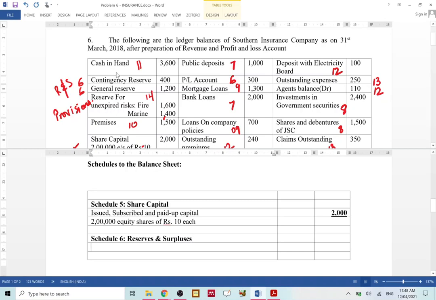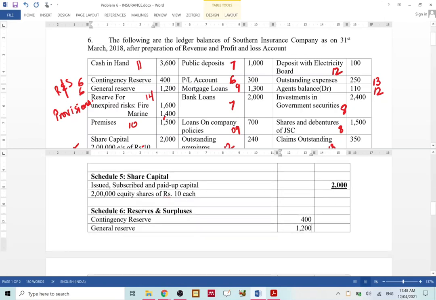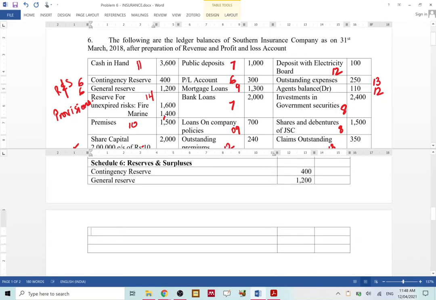Let's go one by one. Contingency reserve, take this amount, 400, write it in the inner column, total can be taken outside later. Then general reserve also under reserves and surplus, amount is 1200. And the third one we have is the profit and loss account balance. This is after preparing revenue and P&L account, right? So whatever balance of the P&L has been carried forward, write it here in the reserves and surplus, amount 300.